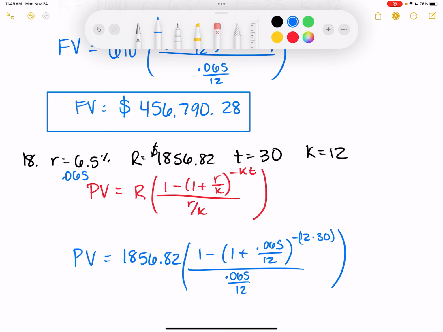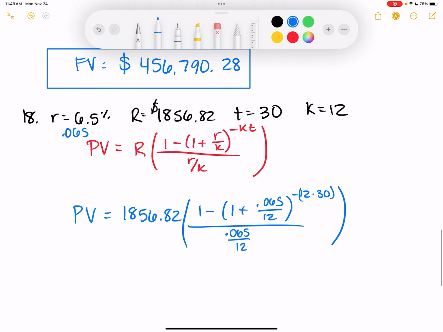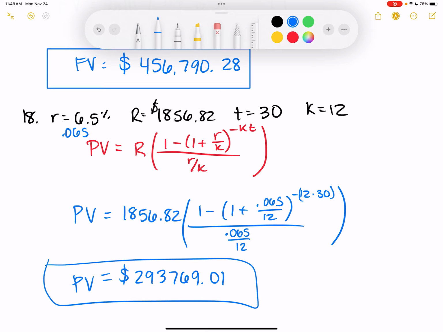I got 293,769.01. Shepard's clearly got plugging them in. Now the question will be, can you write the formula and then plug it in? Yes. Okay. He's not smart as me. Hey. Watch yourself, pal. Sorry.